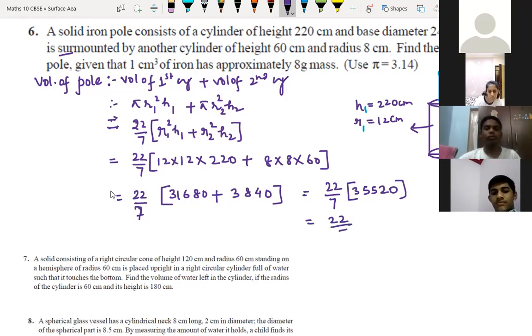So 22 by 7, will you cancel here? No. So what do you get? What will you get, children? It will divide by 7. I get, sir, in points, 111,634.28. So this is not complete, no? Volume of the pole is coming in points, sir.